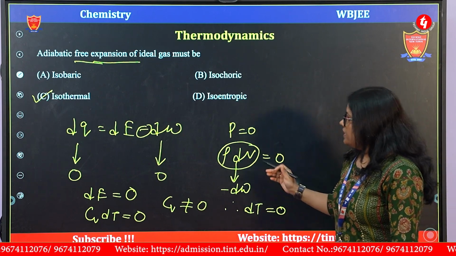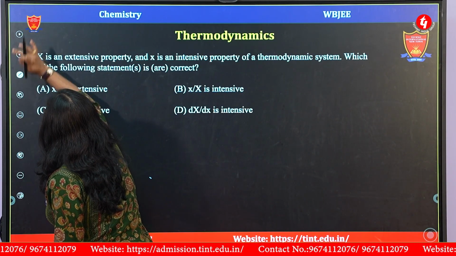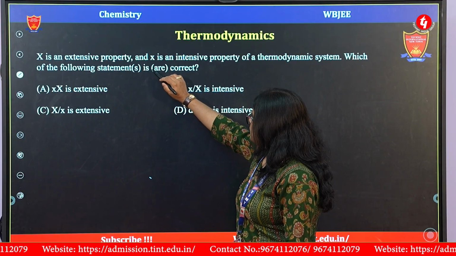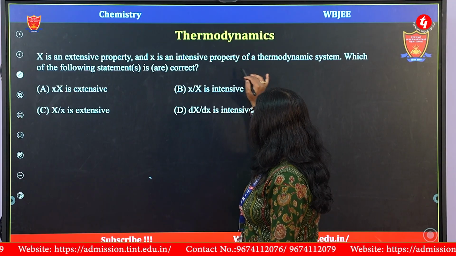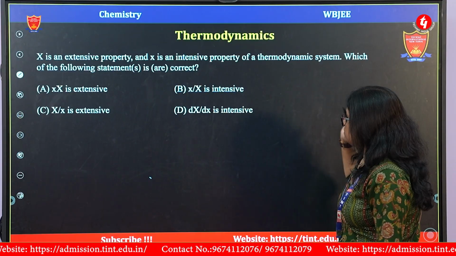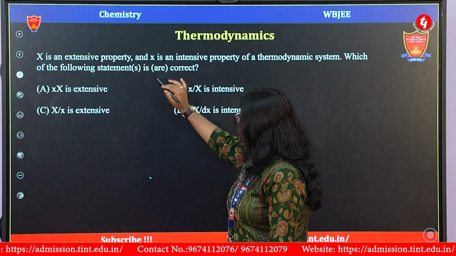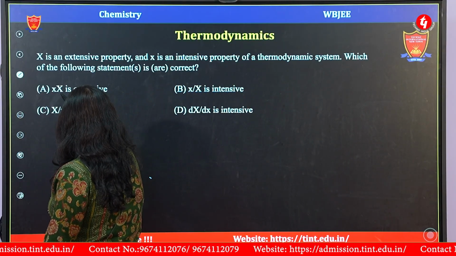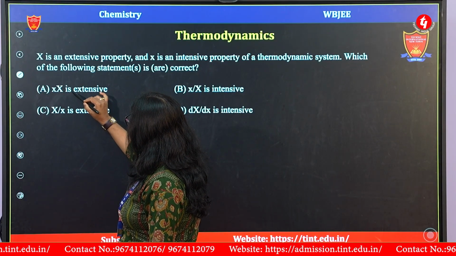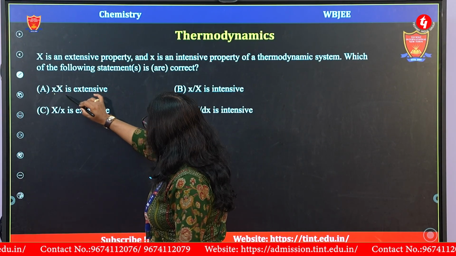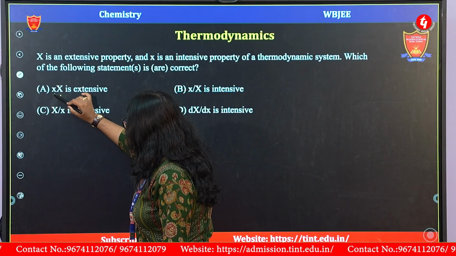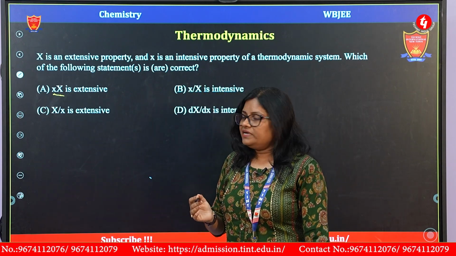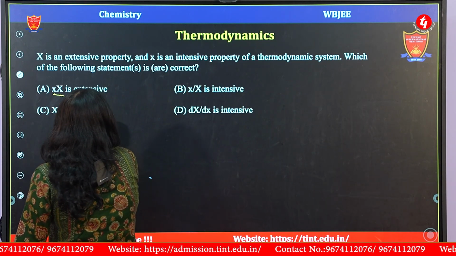Okay. Our next question: capital X is an extensive property and small x is an intensive property of the thermodynamic system. Which of the following statements is correct? Okay. X times x, one is extensive property, this one is intensive and this one extensive. So, overall the property is mass dependent, as one property is mass dependent here. So, this is an extensive property.